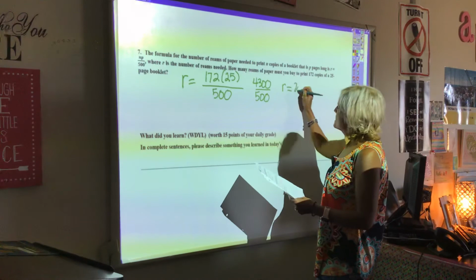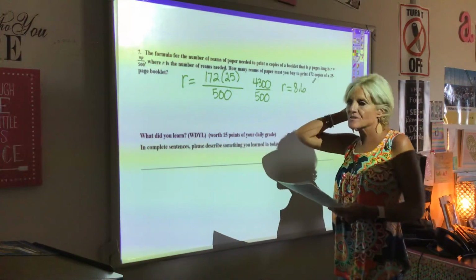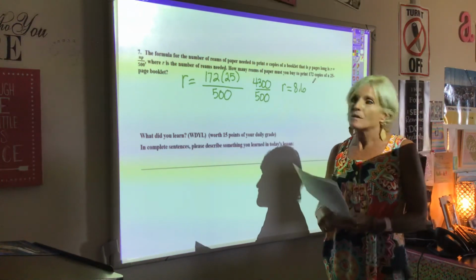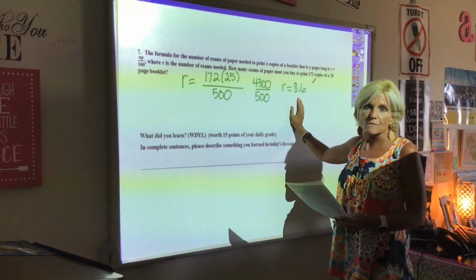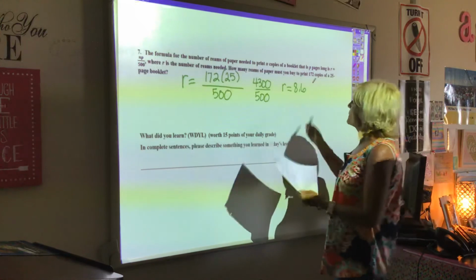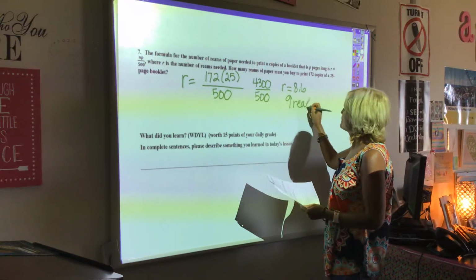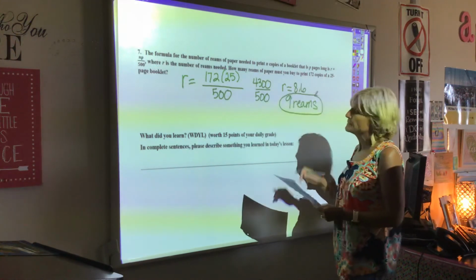R equals 8.6. But on this one, I'll caution you, you need to know that we're looking for how many reams we need in all. Well, 8 reams isn't enough because we need 8.6 reams. So instead of buying 8 reams, we're going to buy 9 reams.